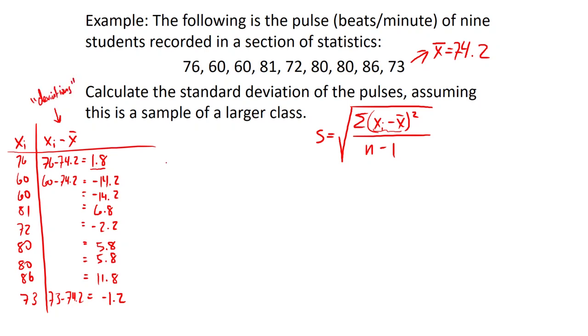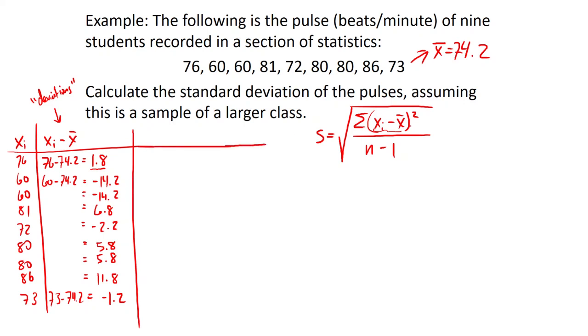Because that's literally what they are. It's showing you how far each thing deviates from the average. So this person's 1.8 above average, this person's 14.2 below average, and so on. Okay, it's literally the deviation. Now, if you add all those up, though, a bunch of those are going to cancel out. You're going to get something really close to 0.